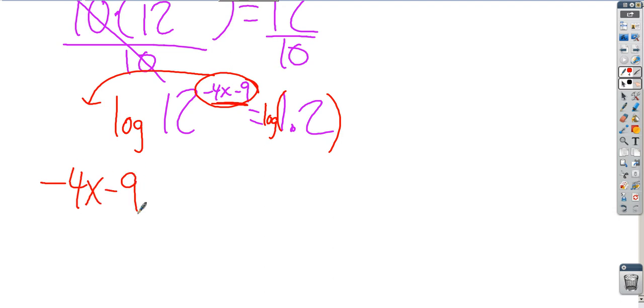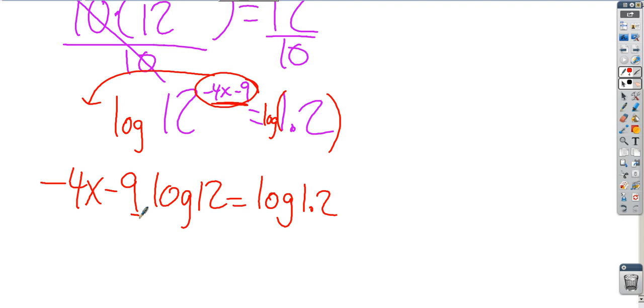They say negative 4x minus 9 times the log of 12, and that is wrong. And I'll tell you why it's wrong. It's wrong because right now you're only multiplying this 9 by the log of 12, and in reality you took this entire thing. So you need to multiply that entire thing, and the way that you signify that is you put a parenthesis around that. Now that entire parenthesis is getting multiplied by log 12 instead of just the 9.